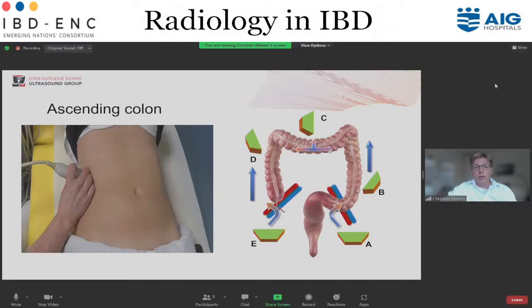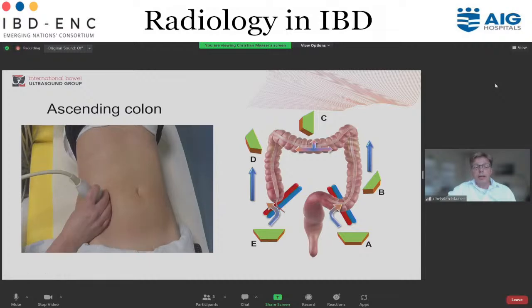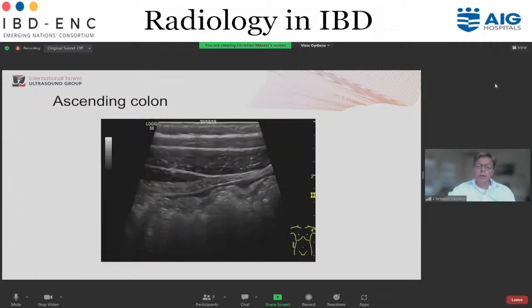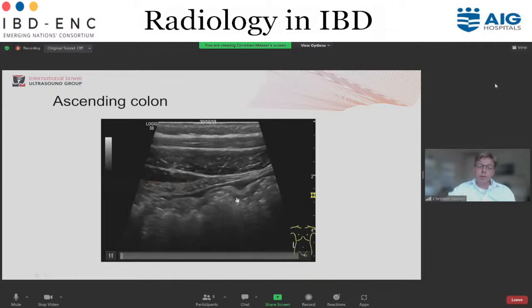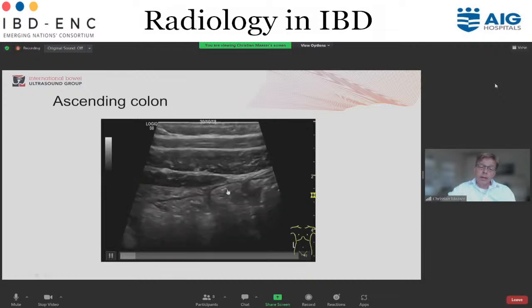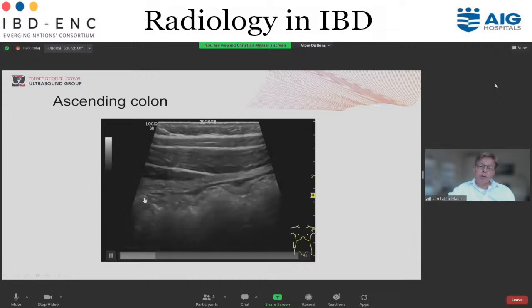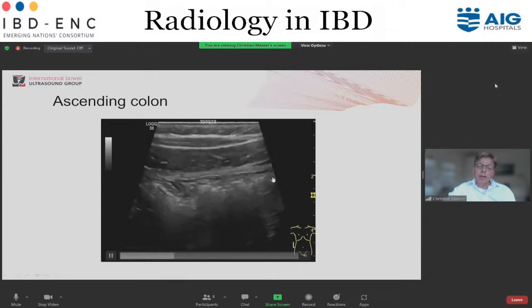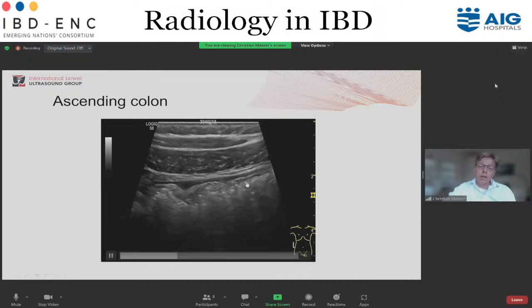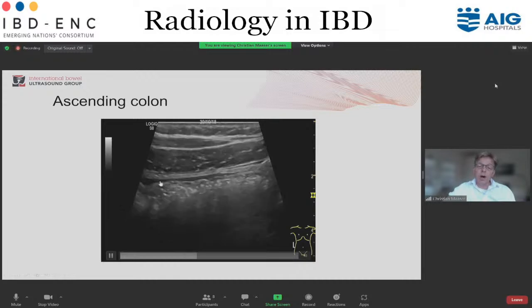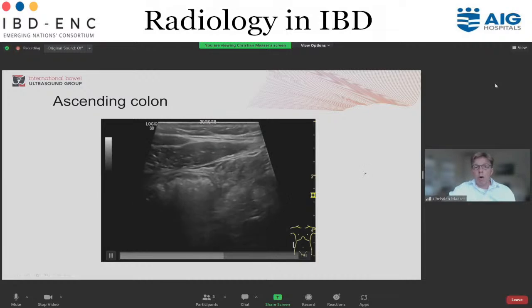So the colon and the terminal ileum are very nicely and easy to see. I'm starting the video, and you can see here how long it takes to follow the ascending colon. So it's not an examination that takes forever, but that was like looking at a normal ascending colon. And if we look at the image that you would see, this right here is the normal appearance of a normal ascending colon. You can see here, and I will show you the different layers later on, that's the normal bowel wall of the ascending colon.